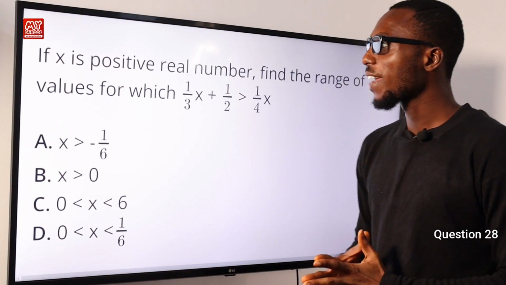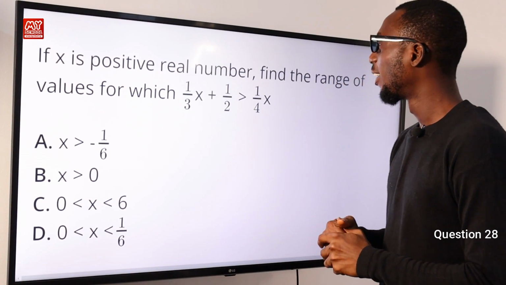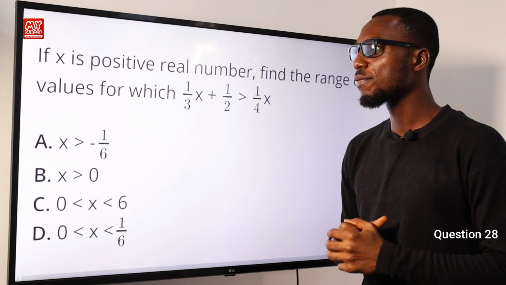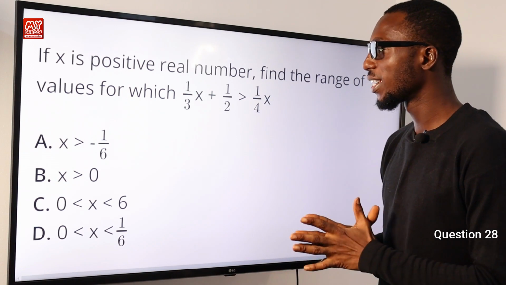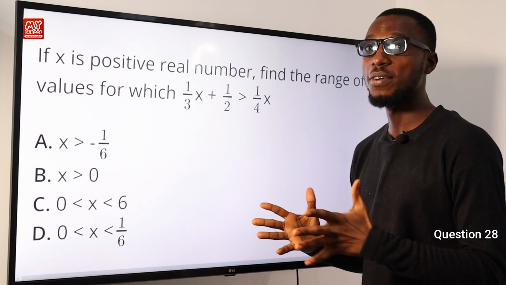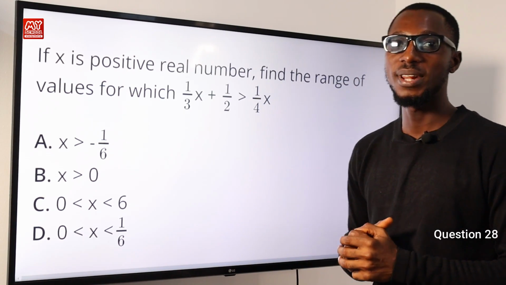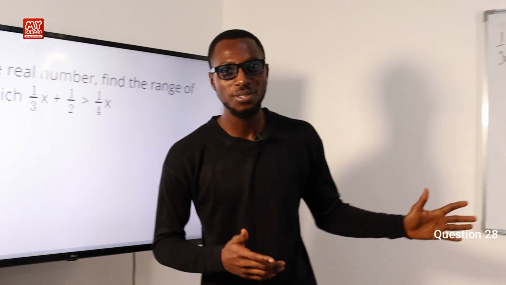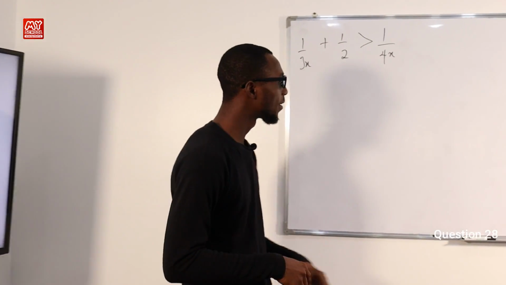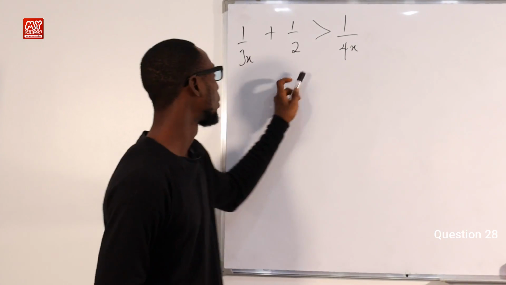28. If x is a positive real number, find the range of values for which 1 over 3x plus 2, plus 1 over 2 rather, is greater than 1 over 4x. So let's just go to where we prepare solutions to questions given us. So this is the question we are given.